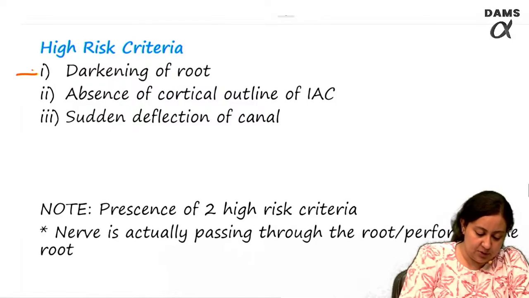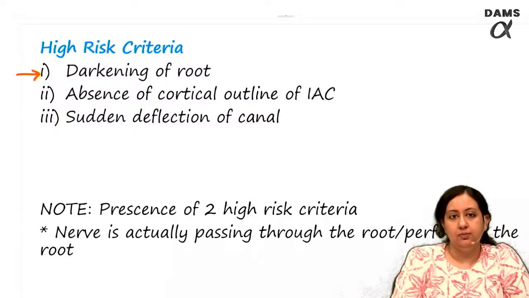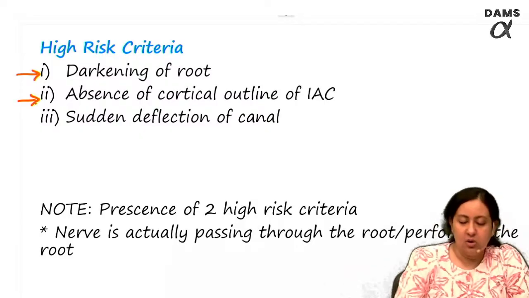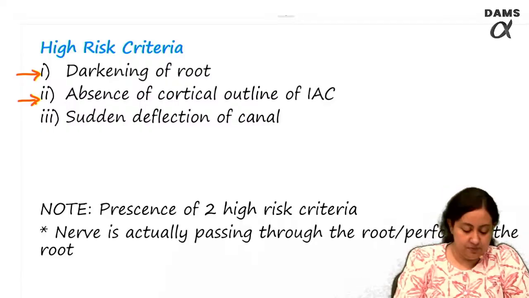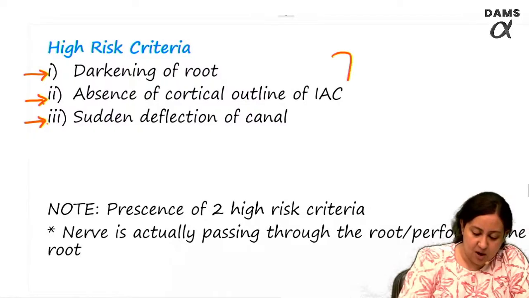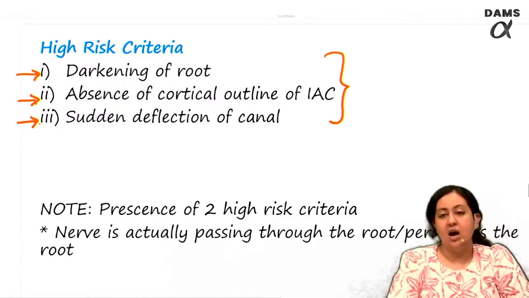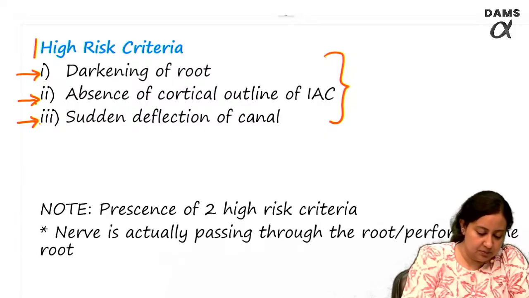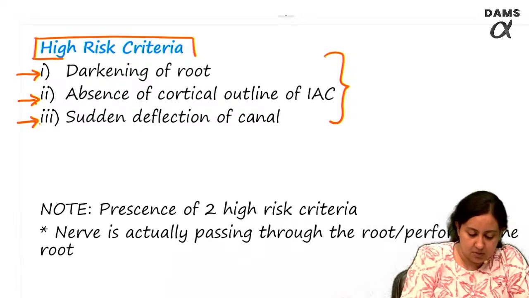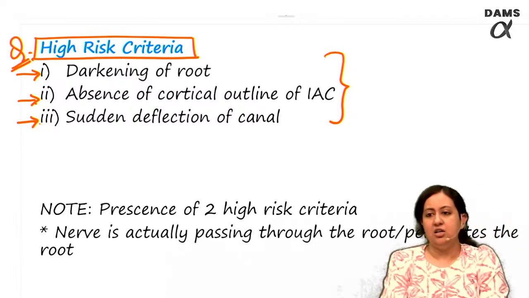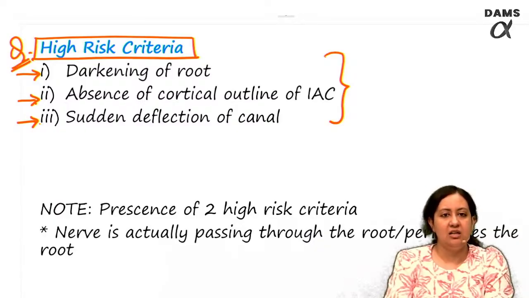So the first one is darkening of root. Darkening of root, absence of cortical outline of inferior alveolar canal, and sudden deflection of canal. So these three you have to remember. They are high risk criteria. So you have to remember these three high risk criteria.